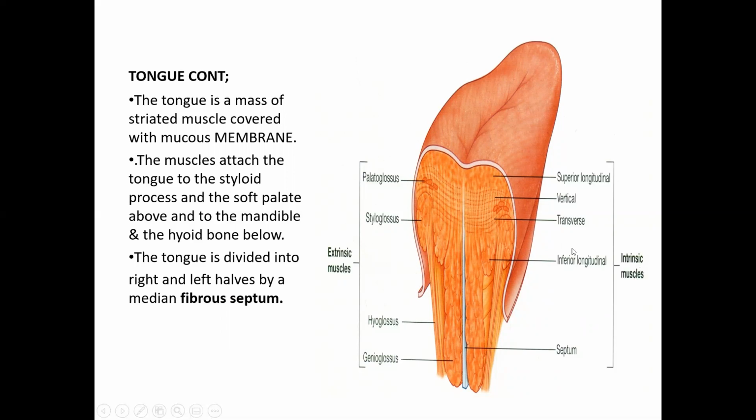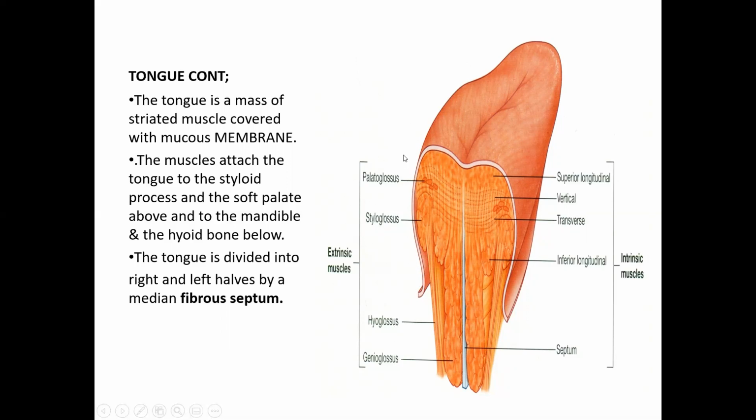We have the superior, inferior, longitudinal muscles. We have the vertical and the transverse intrinsic muscles. So we have a total of 8 groups of muscles: 4 in the intrinsic muscles, 4 in the extrinsic muscles. The extrinsic muscles of the tongue are those muscles which are coming from outside the tongue.